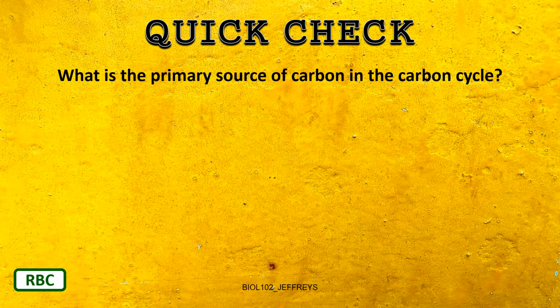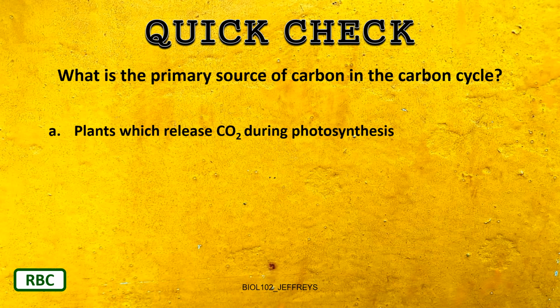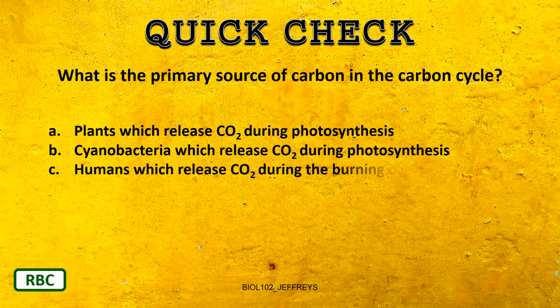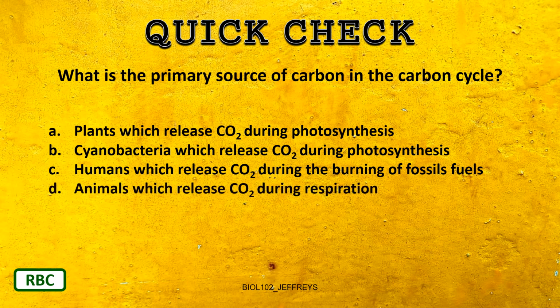All right, another quick check. What is the primary source of carbon in the carbon cycle? Our choices are plants, which release carbon dioxide during photosynthesis. By the way, that happens, right? Cyanobacteria, which release carbon dioxide during photosynthesis. That, of course, does happen. Humans, which release carbon dioxide during the burning of fossil fuels. That, of course, does happen. Animals, which release carbon dioxide during respiration. That, of course, does happen.